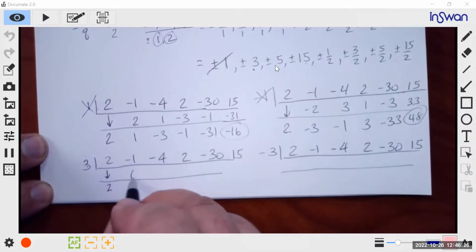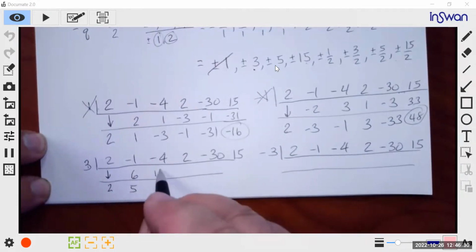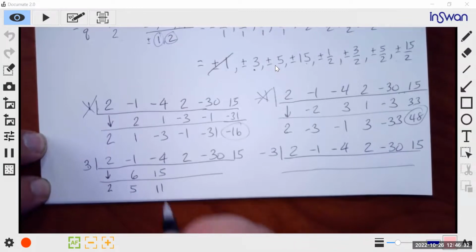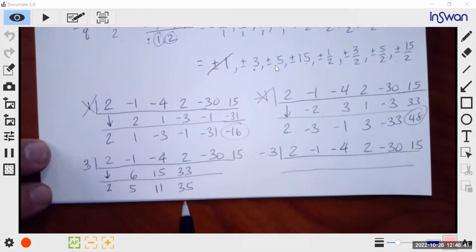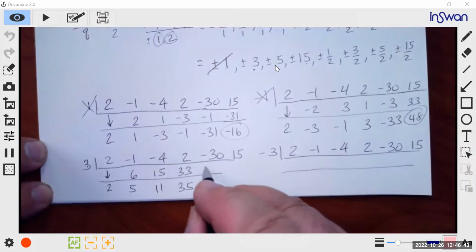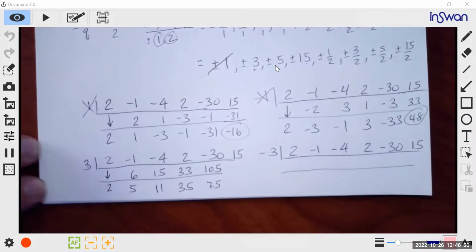3 times 2 is 6. 6 minus 1 is 5. 3 times 5 is 15. 15 minus 4 is 11. 3 times 11 is 33. 33 plus 2 is 35. 3 times 35 is 105. Minus 30 is 75.